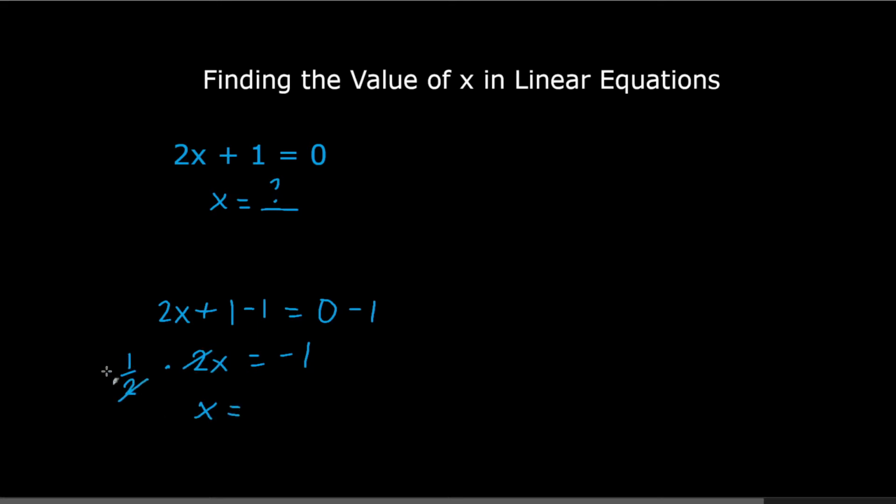Now, kung nag-multiply ako ng 1/2 sa left side, kailangan ko rin mag-multiply ng 1/2 sa right side. Again, yung reason is para manatili yung original value ng equation. So, negative 1 times 1/2 is just equal to negative 1/2. And actually, ito na yung sagot.